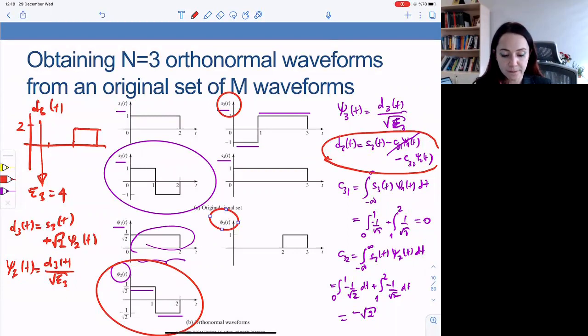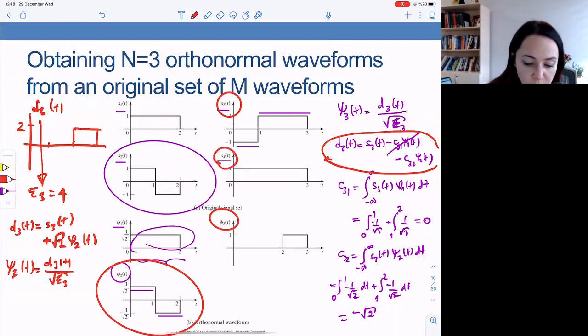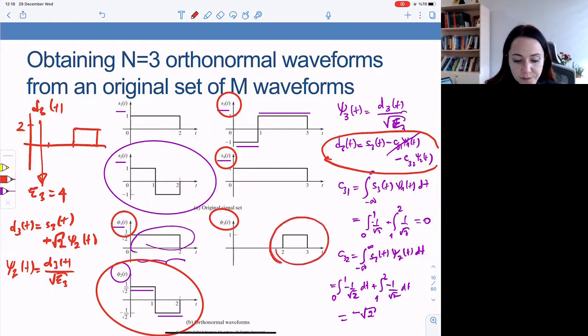Okay. Now let's see what will happen with the fourth waveform. Clearly, by inspection, the fourth waveform can be obtained by scaling phi1 by square root of 2 and adding to it phi3. So let me write it here. S4 of t equals square root of 2 times phi1 of t plus phi3 of t.